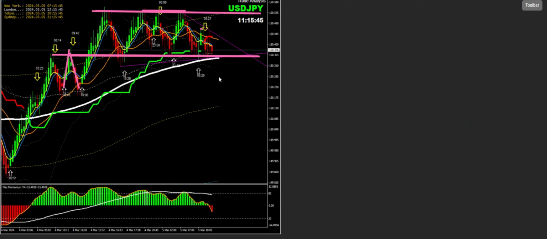So let's see here. Within the structure, the way I look at it, the market has developed a high and low. So let's see. So, looking for this breakout opportunity on dollar yen.